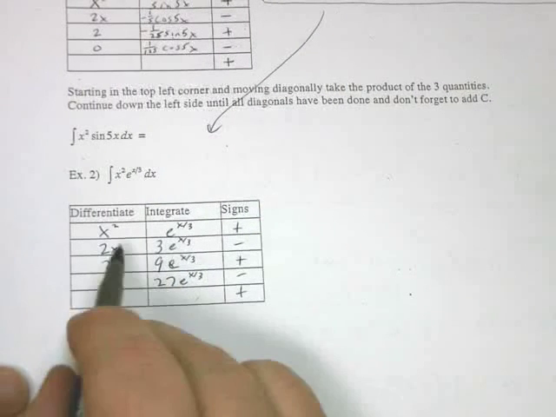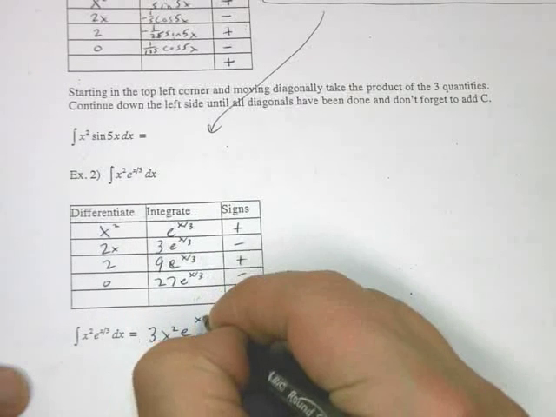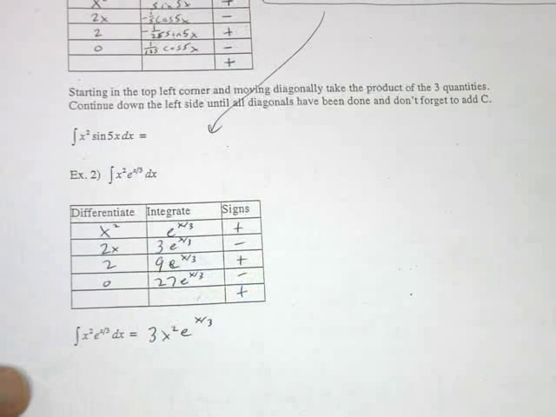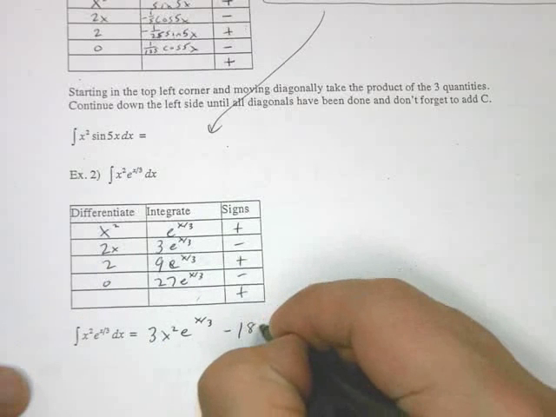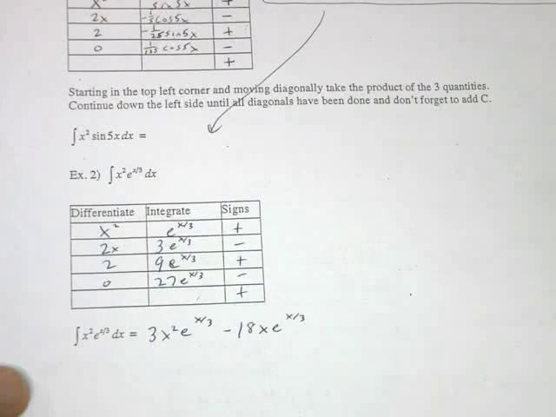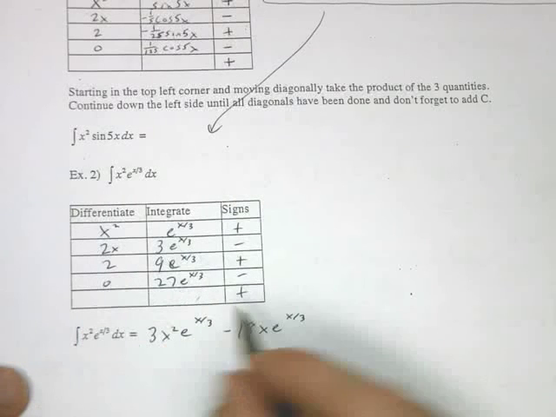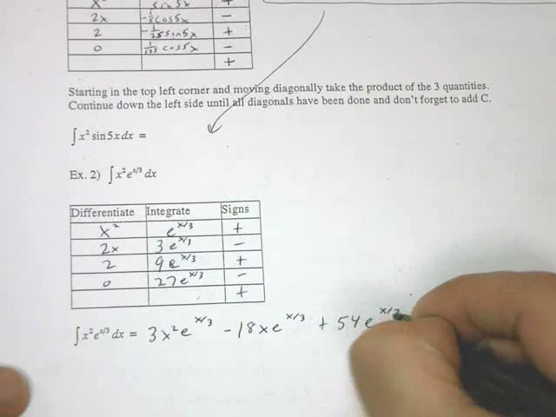Okay? I go down this diagonal. So I have 3x squared e to the x over 3. I go down this diagonal. Minus 18x e to the x over 3. Down the last diagonal, I have 54 e to the x over 3.